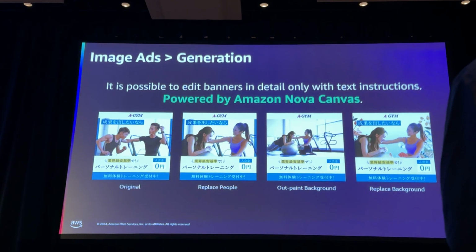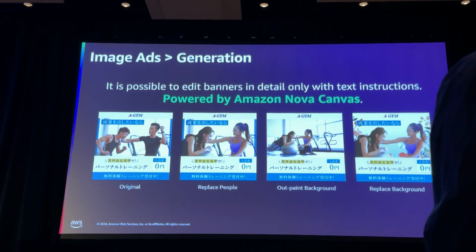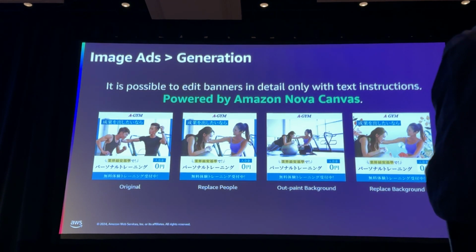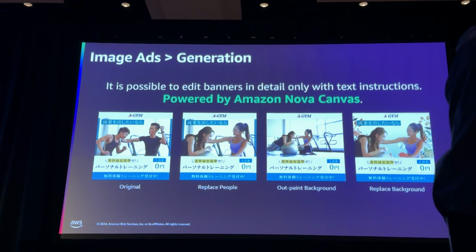What we can do is, for example, replace the people and also expand the background and replace the background like that. And I want to mention one thing. Amazon Nova Canvas is really sophisticated in considering DEI, diversity, equity, inclusion. So we can quite safely introduce that AI in our solution from the perspective of, as you said, responsible AI.